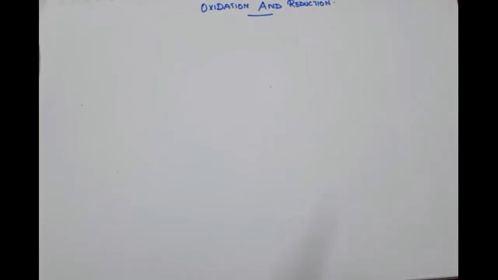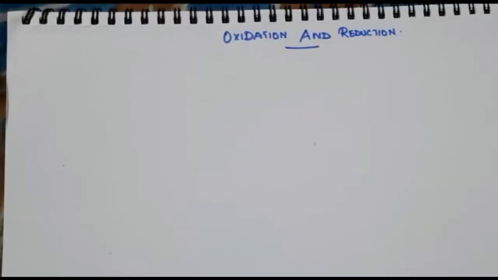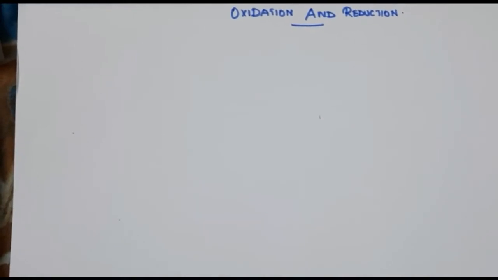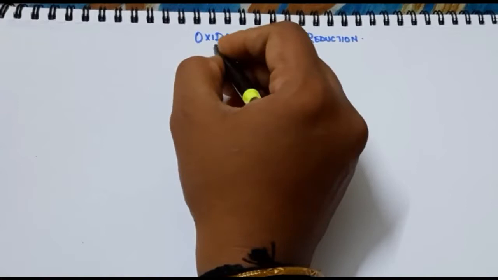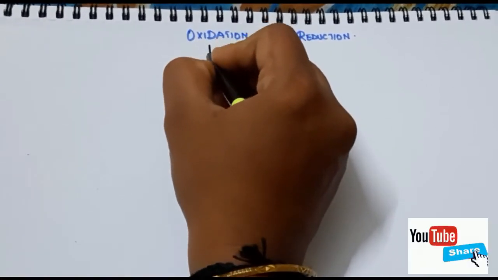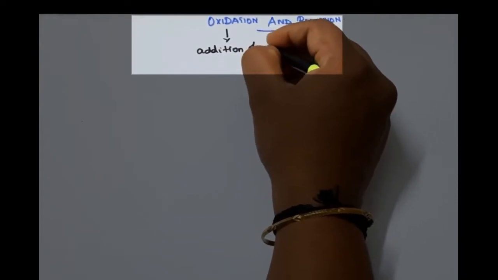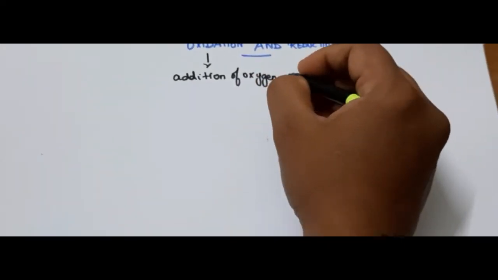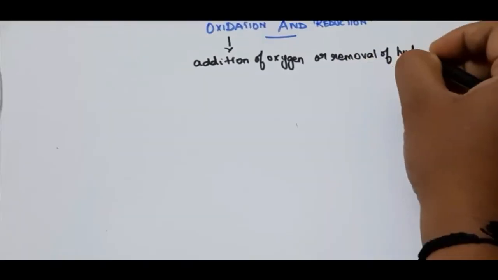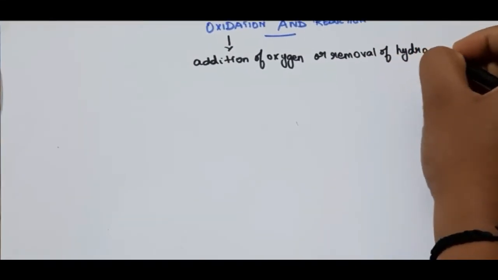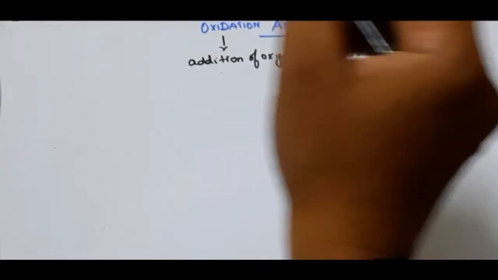Today let us discuss the topic oxidation and reduction. First, I will tell you the definition of oxidation and reduction. Oxidation means addition of oxygen, or I can even say removal of hydrogen. Oxidation is nothing but addition of oxygen or removal of hydrogen.